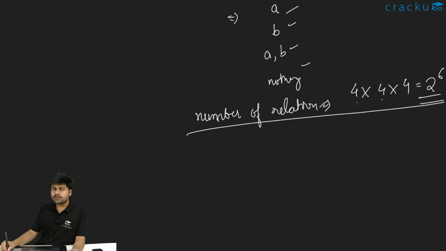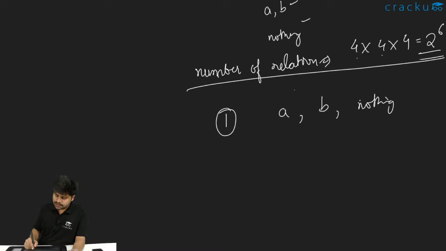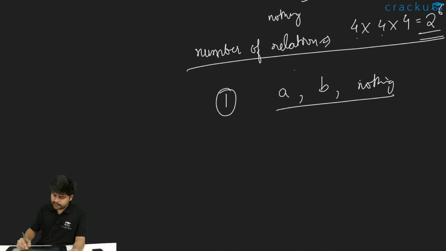But when we are talking about functions, it means that one input can only take one output. It cannot take both outputs. So for example, take 1. It can take a output, or it can take b output, or it can take nothing. But it can never take a and b both. So there are 3 possibilities for the first one, right? So it can take a, b or nothing. The second one can take a, b or nothing.